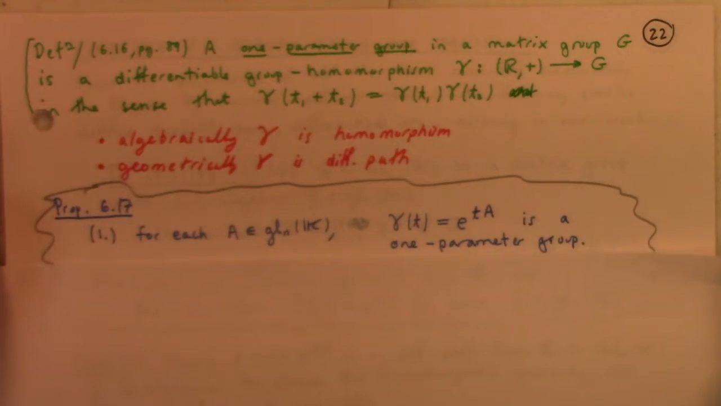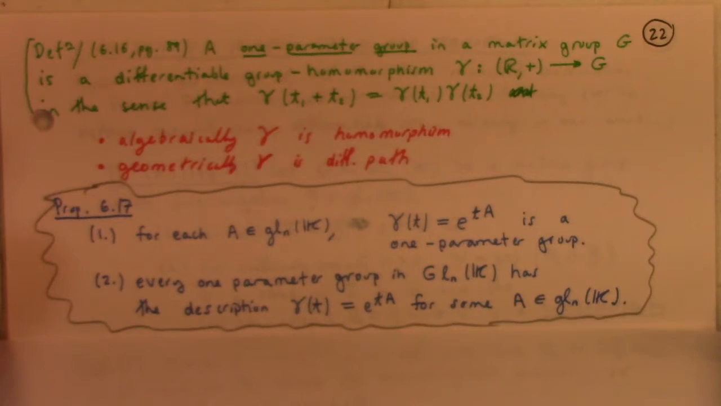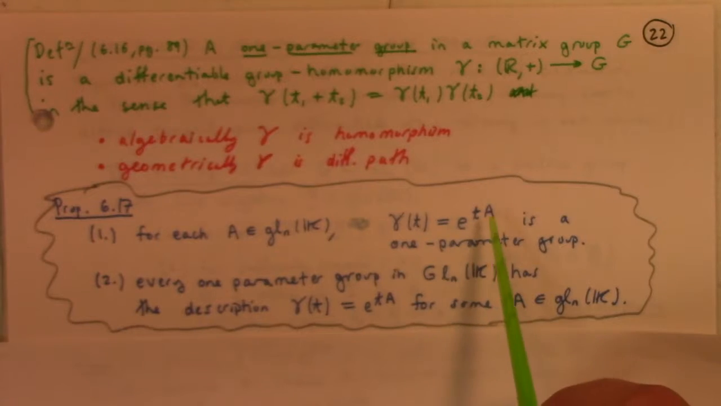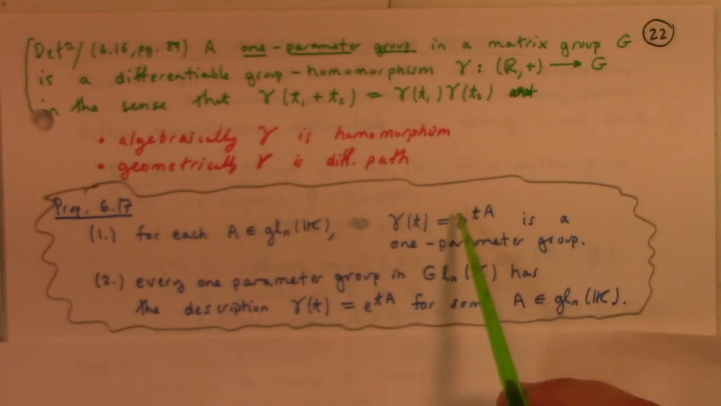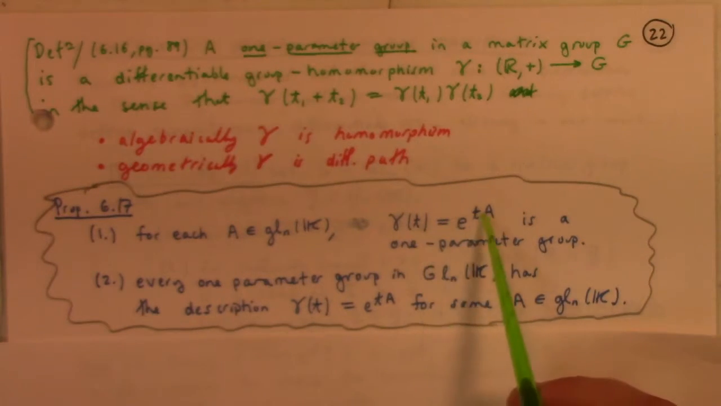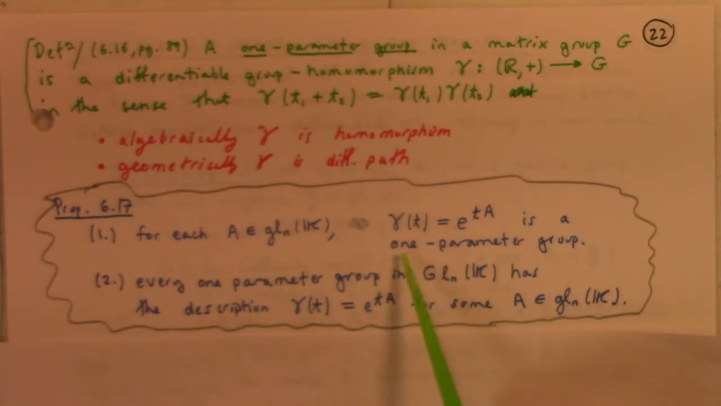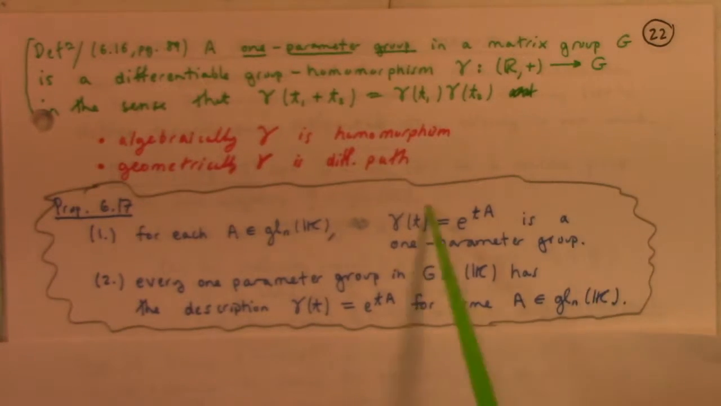All right, so here's the proposition. How do you get your hands on these one-parameter groups? Well, simple, with the matrix exponential, child's play, right? So for each A in GL_n(K), you just look at the exponentiation of A with parameter t, and that e^(tA) is a one-parameter group, all right? Conversely, every one-parameter group in GL_n(K) has the description e^(tA) for some A in GL_n(K). This is actually a very beautiful bit of the more abstract Lie group theory.